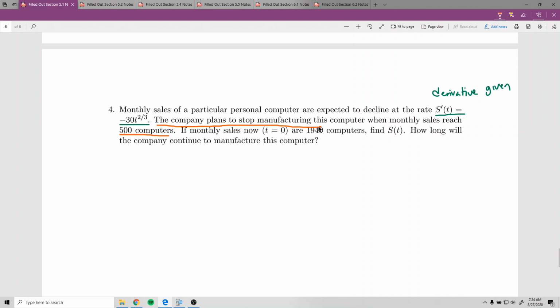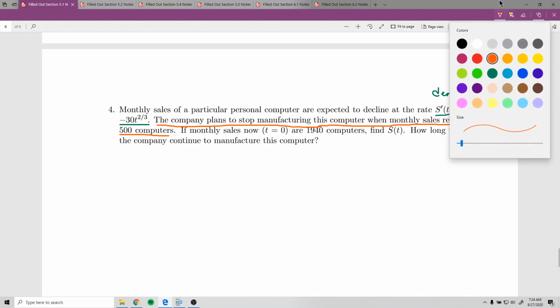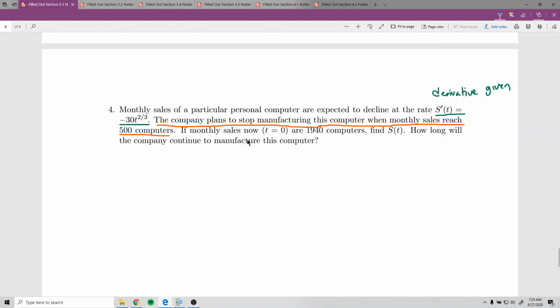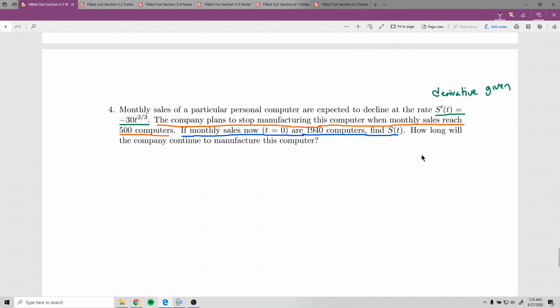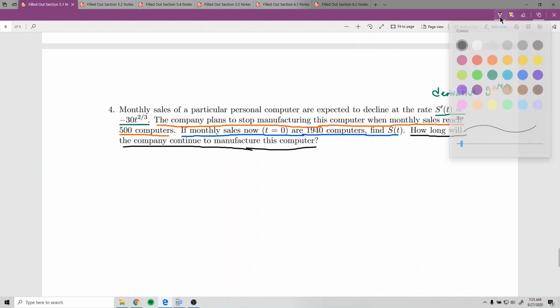So what it's probably going to be asking us at the end is, how long will it take to reach 500 computers? Then they'll stop manufacturing them. If monthly sales now at t equals 0 are 1,940 computers, find s of t. Right, so this is pretty much going to be, at this point, a problem like before. And then, the real question that we want to answer is how long will the company continue to manufacture this computer?